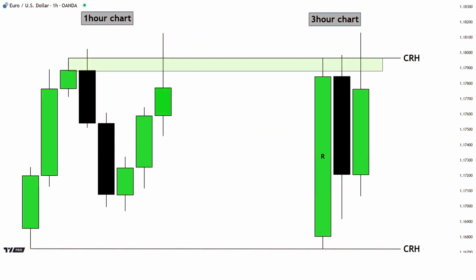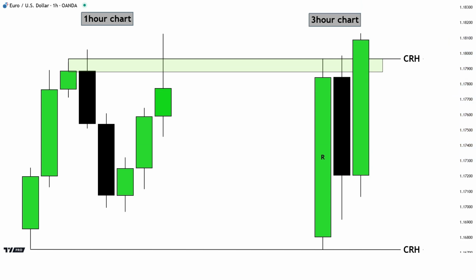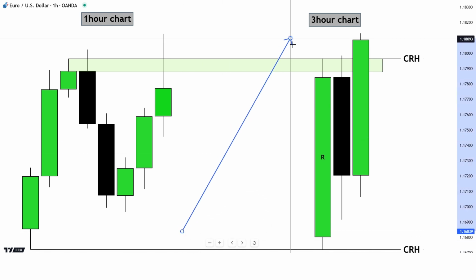Now, what if the third candle closes above this range? If this candle in the 3-hour chart closes above this range as we analyzed previously, it means the price does not confirm the manipulation phase, and this candle close above this level signals a continuing uptrend. Before we continue this concept, let's take a look at the real chart examples.